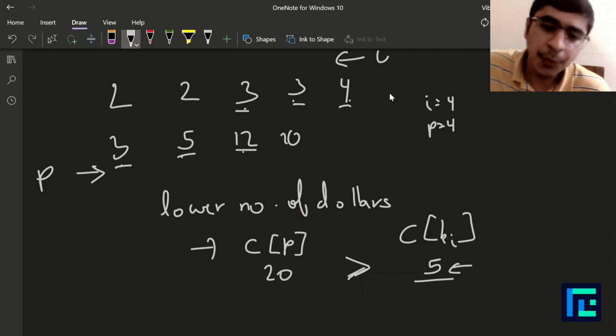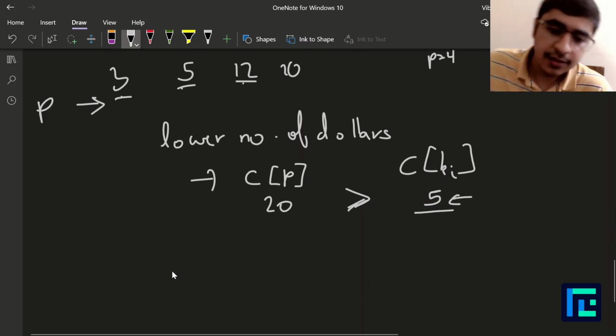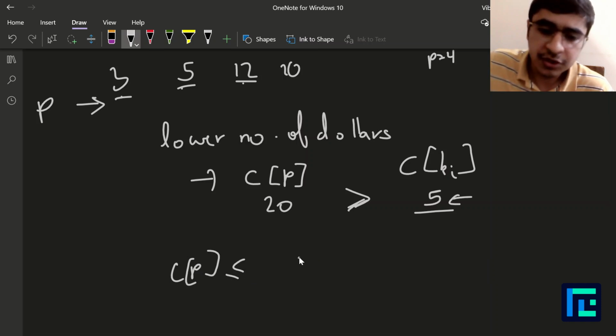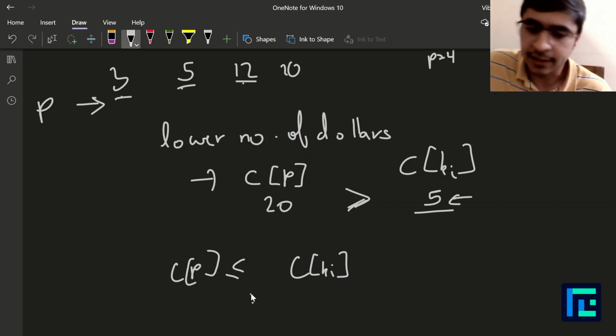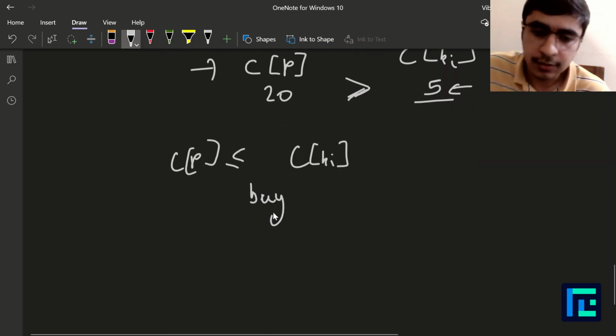So from here, we have the structure of the code such that we start a pointer from the end on the K vector. We'll start another pointer at the start in our presence vector, or the cost vector. And we will keep checking if C of P is less than or equal to C of K of I, then we should buy the present, right?